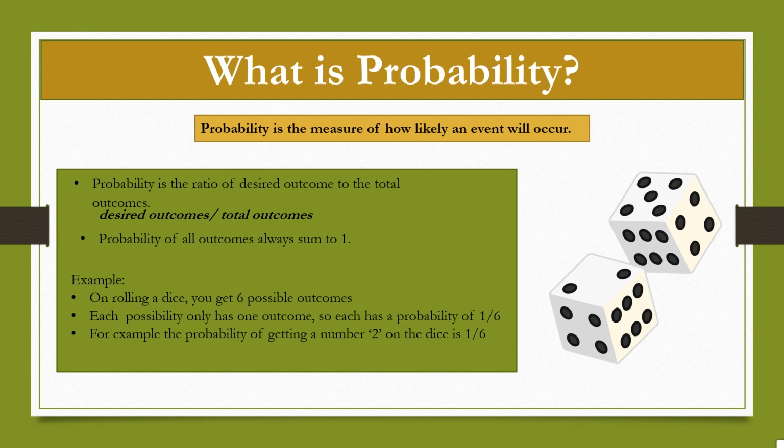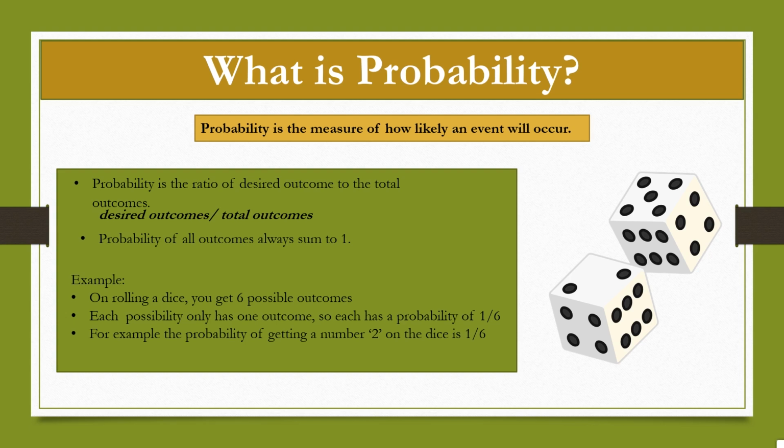The famous example of probability is rolling a dice. When you roll a dice, you get 6 possible outcomes: 1, 2, 3, 4, 5, and 6 faces of a dice. Each possibility has only one outcome. So, what is the probability of rolling a 3? The probability is 1 by 6, right?